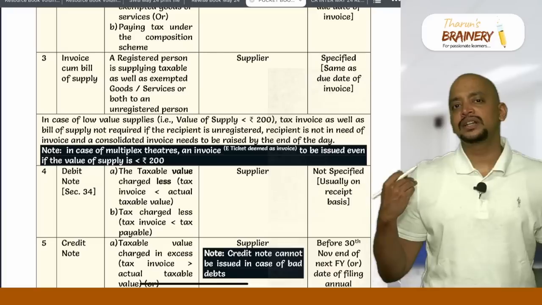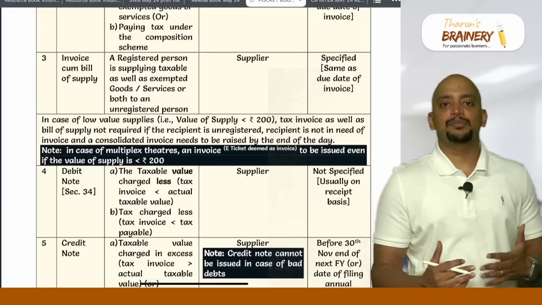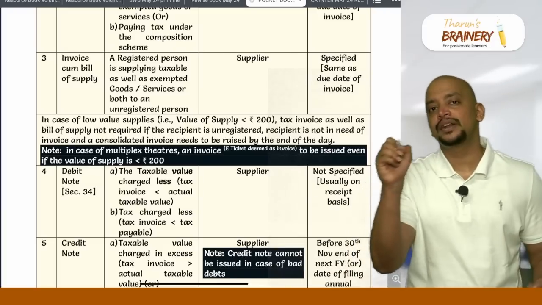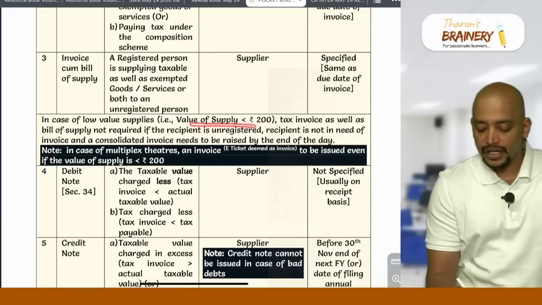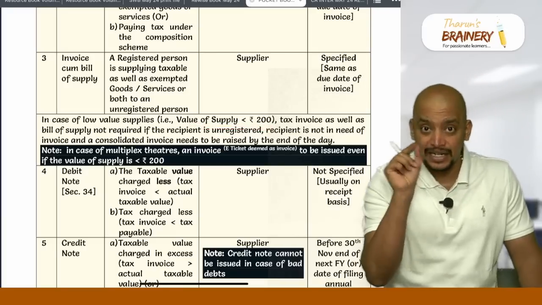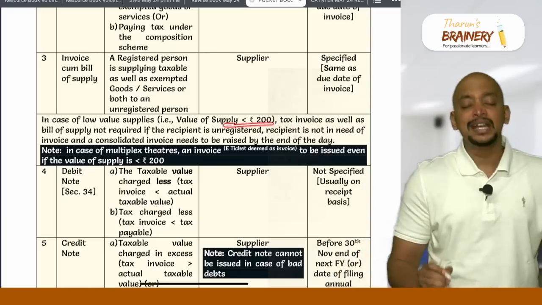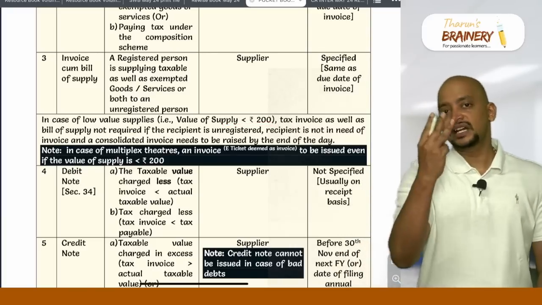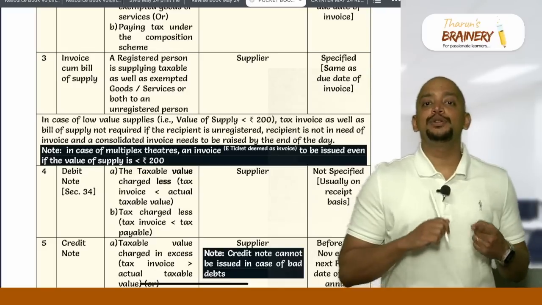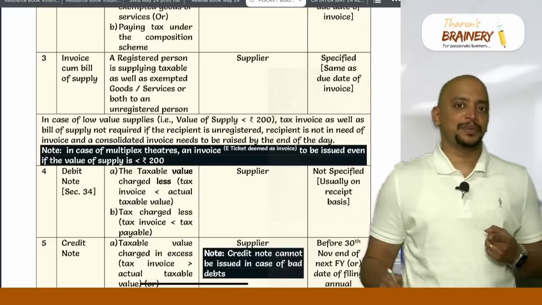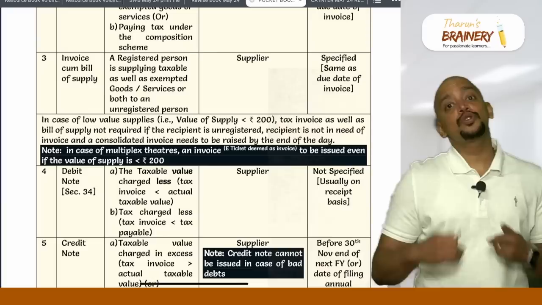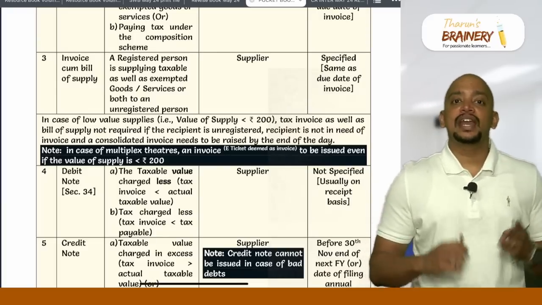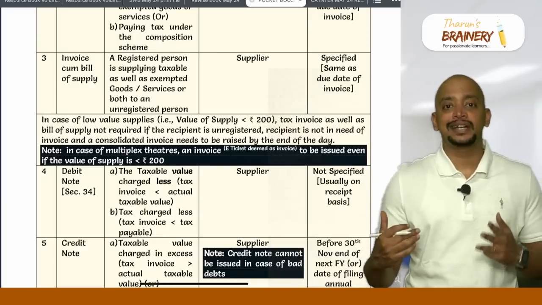And then there is one relaxation in case of low value supplies. What is a low value supply? Less than 200 is known as low value supply. It's not less than or equal to 200, it is less than 200. Both tax invoice as well as bill of supply is not required, in which case, three conditions. Condition number 1, it should be a B2C supply, means supply to an unregistered person. Number 2, the recipient does not require tax invoice. Number 3, a consolidated invoice should be generated at the end of the day.